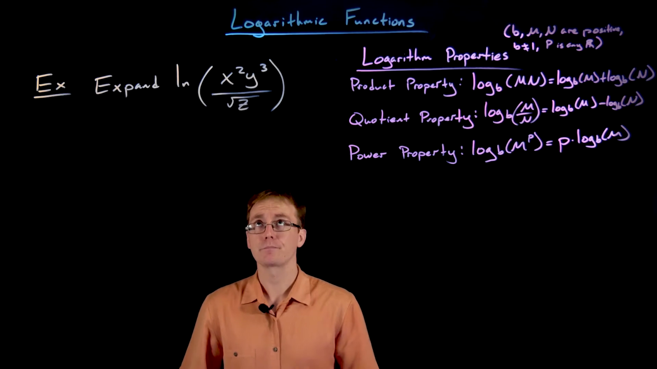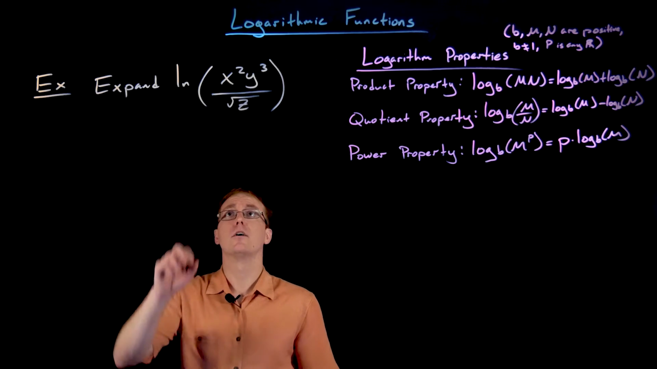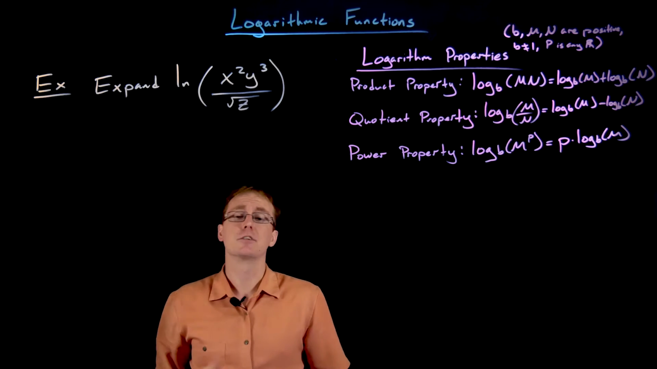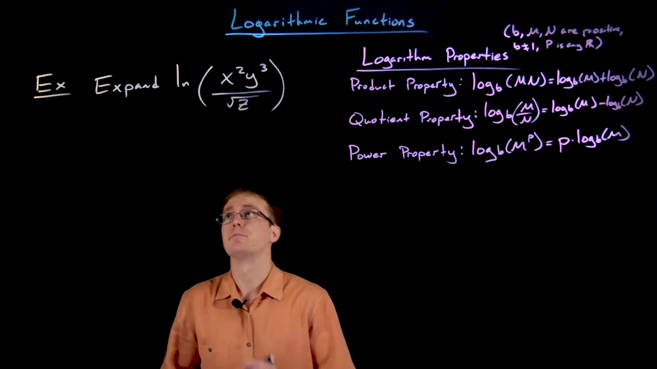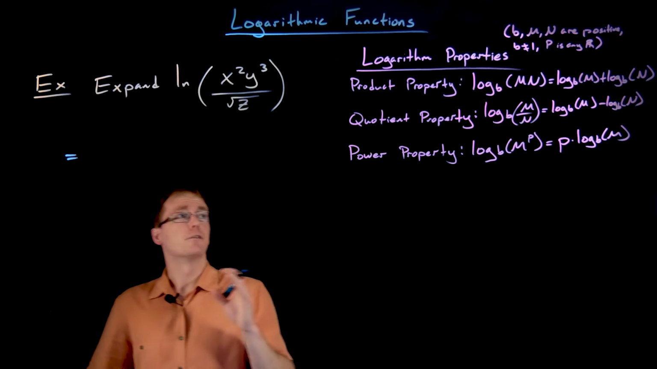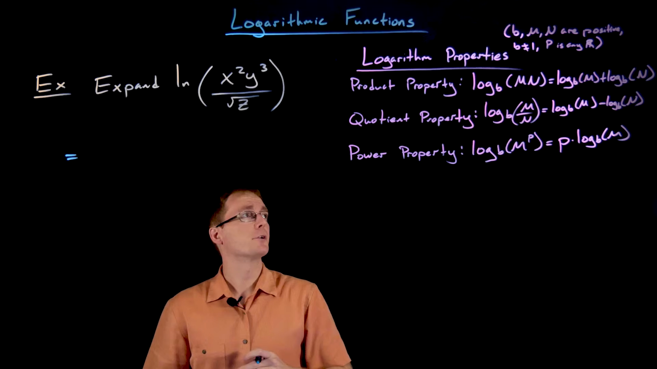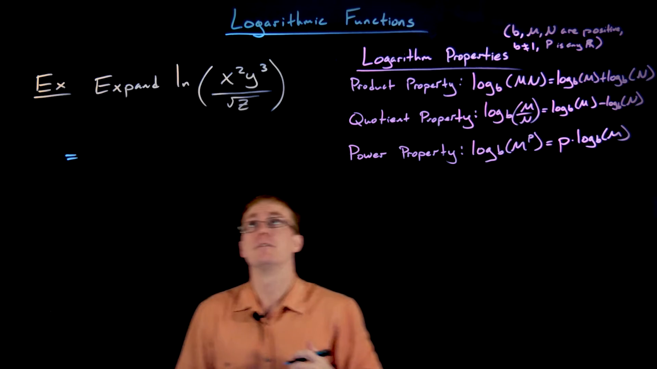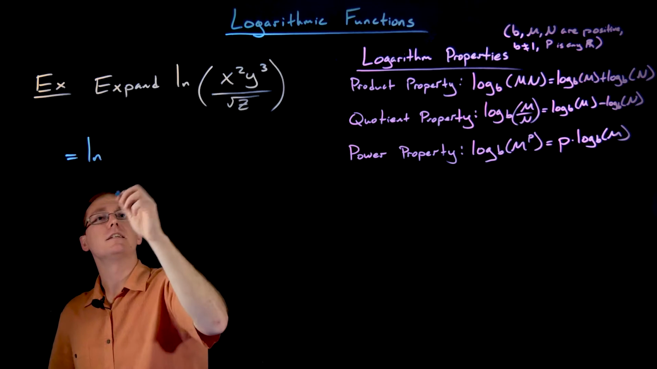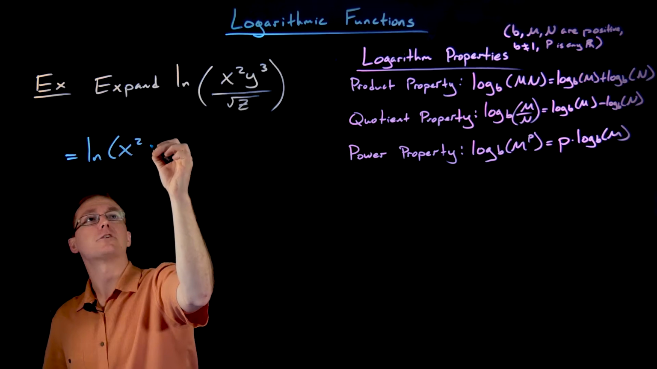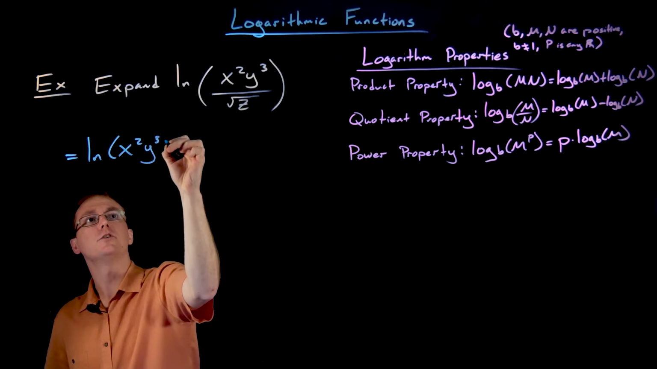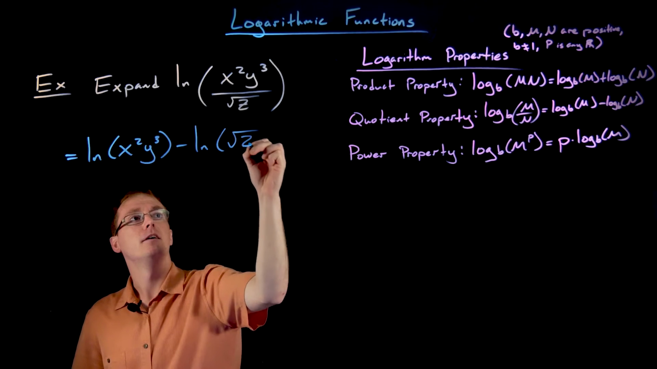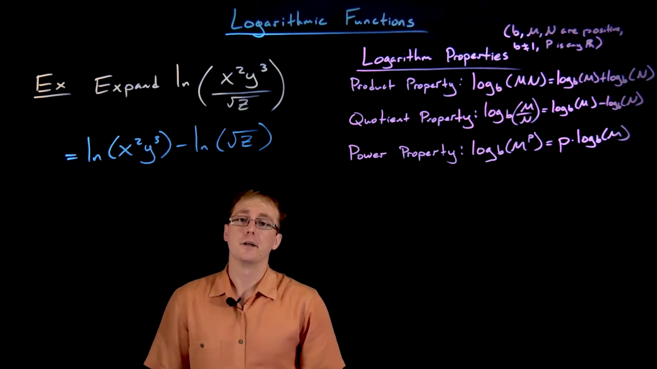And so the first thing we can notice is, well, we have the log of a quotient. Our numerator is x squared y cubed, and our denominator is the square root of z. So the first property we can use is going to be our quotient property for logarithms. We can write this as the log of the numerator minus the log of the denominator. So the base is e, so we have the natural log of the numerator, the natural log of x squared times y cubed, and we have to subtract away from that the natural log of our denominator, the natural log of the square root of z.